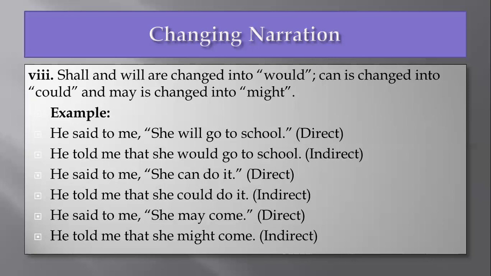Then, he said to me, "She can do it." The indirect speech will be, he told me that she could do it. Next, he said to me, "She may come." The indirect speech will be, he told me that she might come.